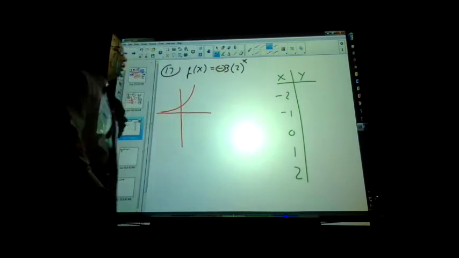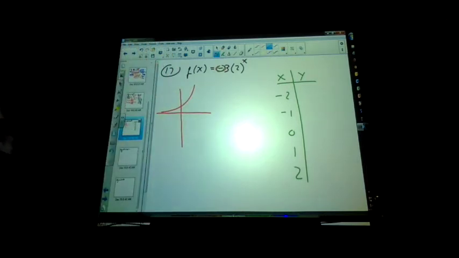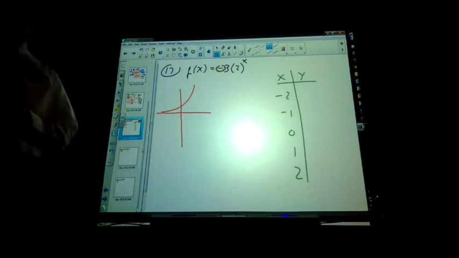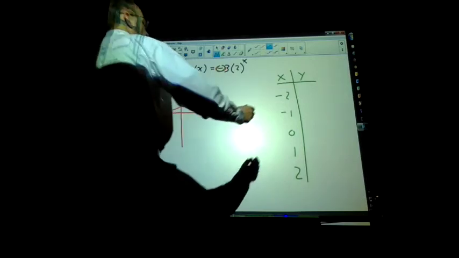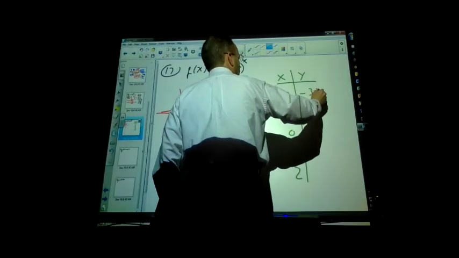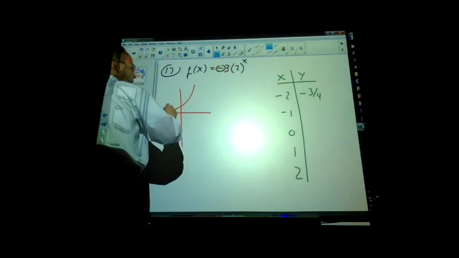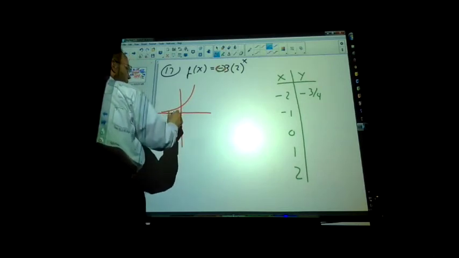All right. So plug negative 2 in. What's 2 to the negative 2 power? 1/4. Good. 1/4 times negative 3. Negative 3/4. Okay, so negative 2, negative 3/4.